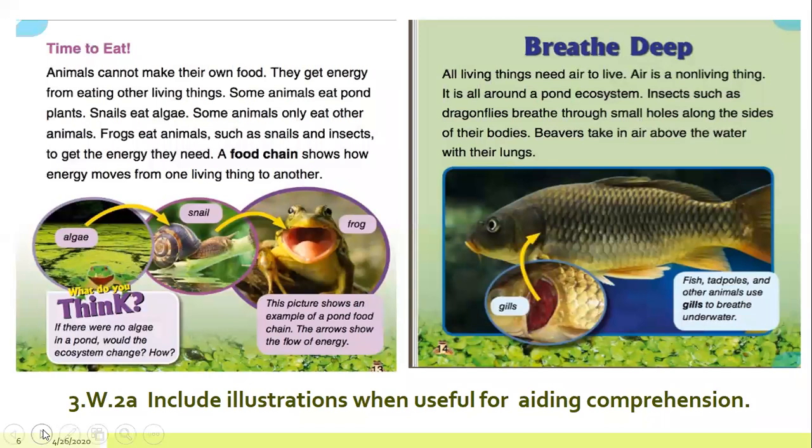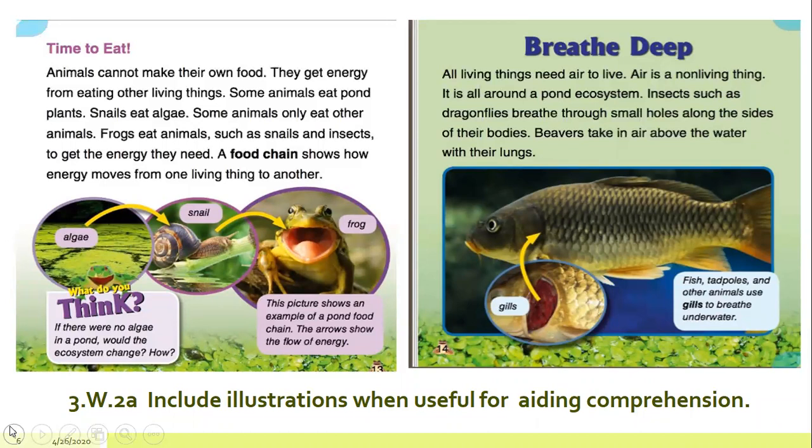2 other examples of illustrations that are a little different, but they have similarities. If you look at this diagram, it has pictures showing examples of a pond food chain. Now the food chain starts with the algae, then it goes to the snail, then it goes to the frog. And throughout the week, you've seen the food chains throughout all of our other books. Excellent way to show the progression.